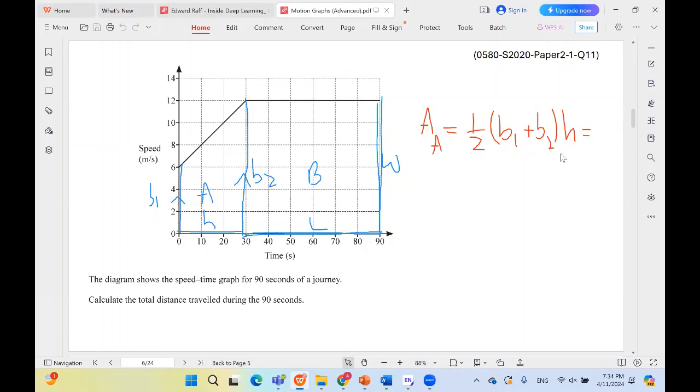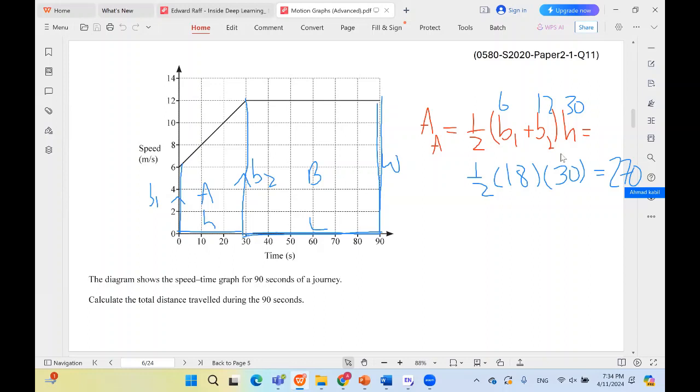B1 is equal to 6, B2 is equal to 12, and the height is between 0 and 30, so it's equal to 30. So half times 18 times 30, and we can use the calculator for this. We get 270.